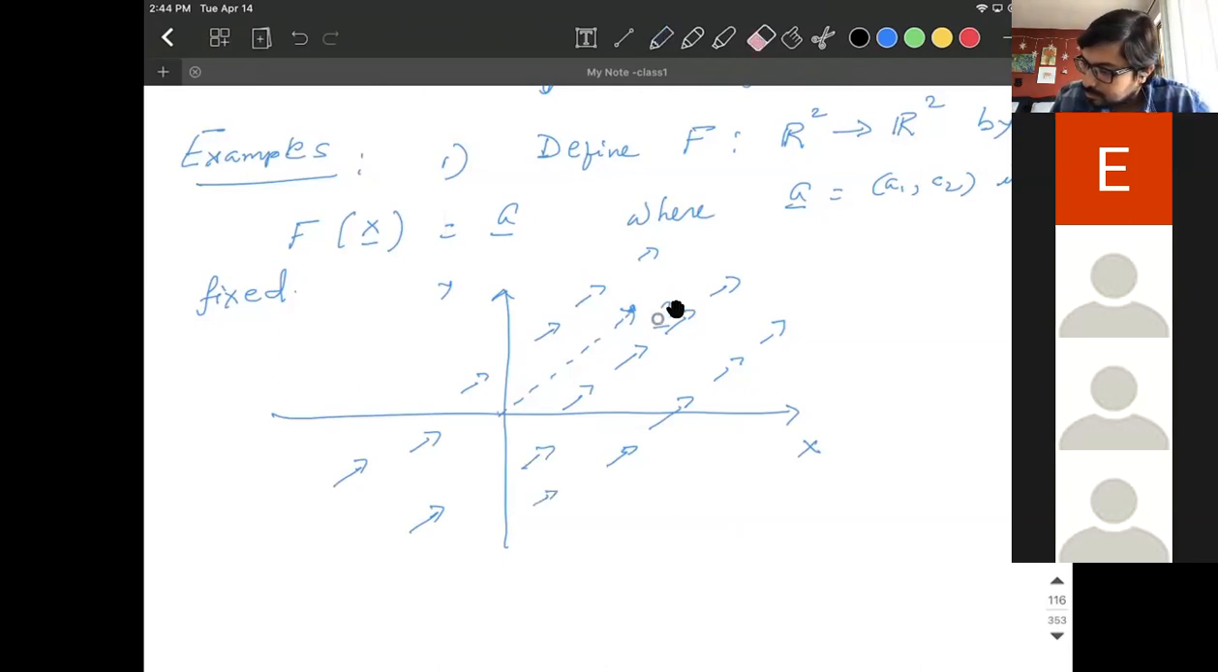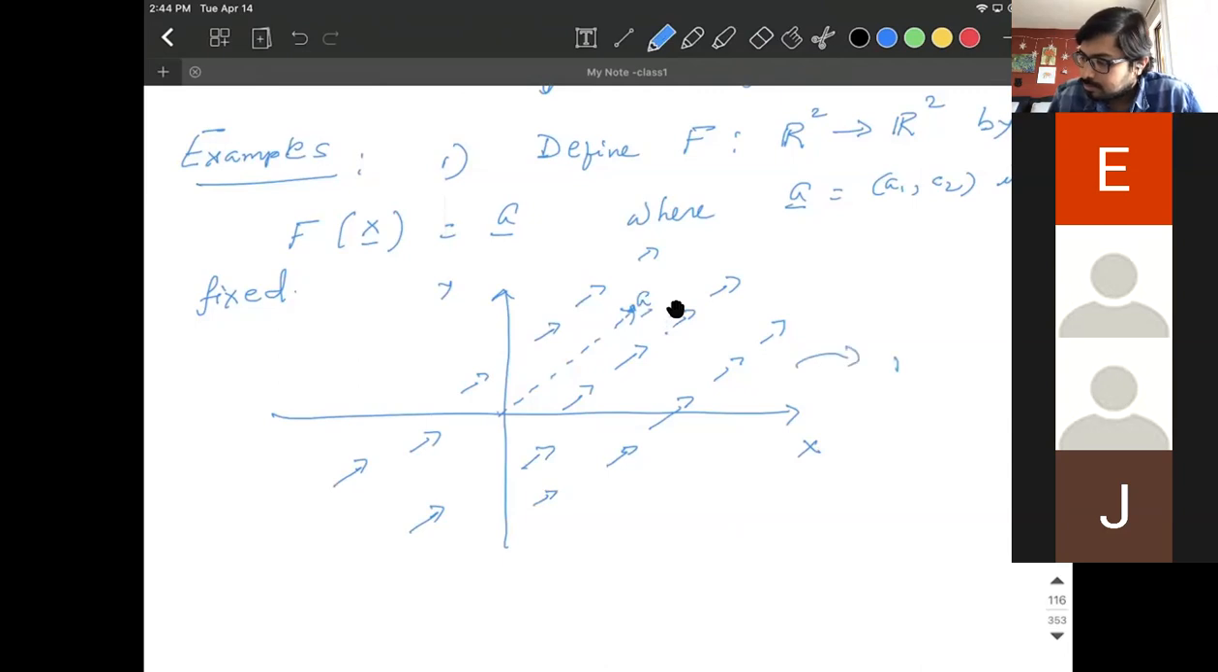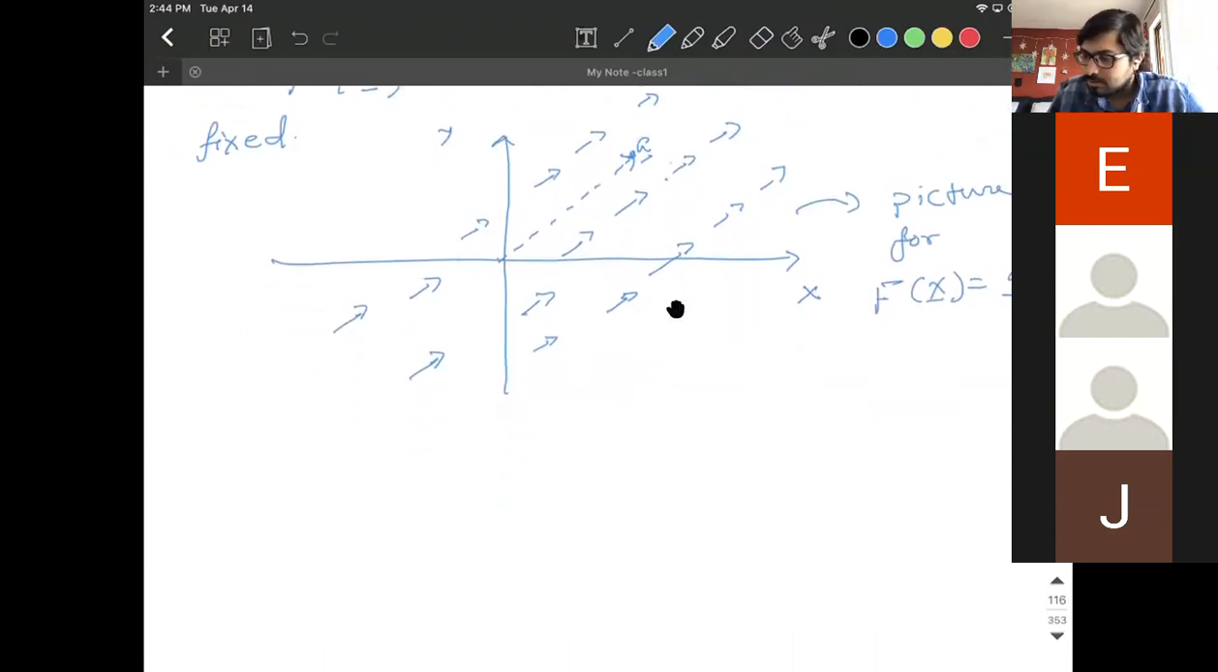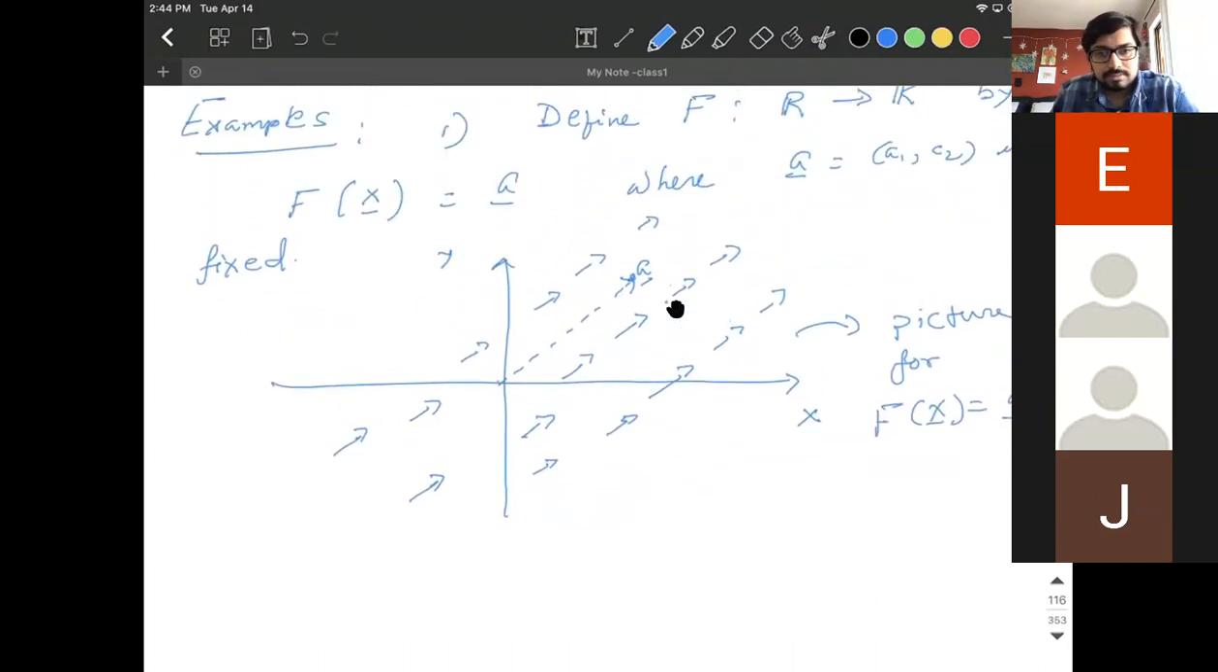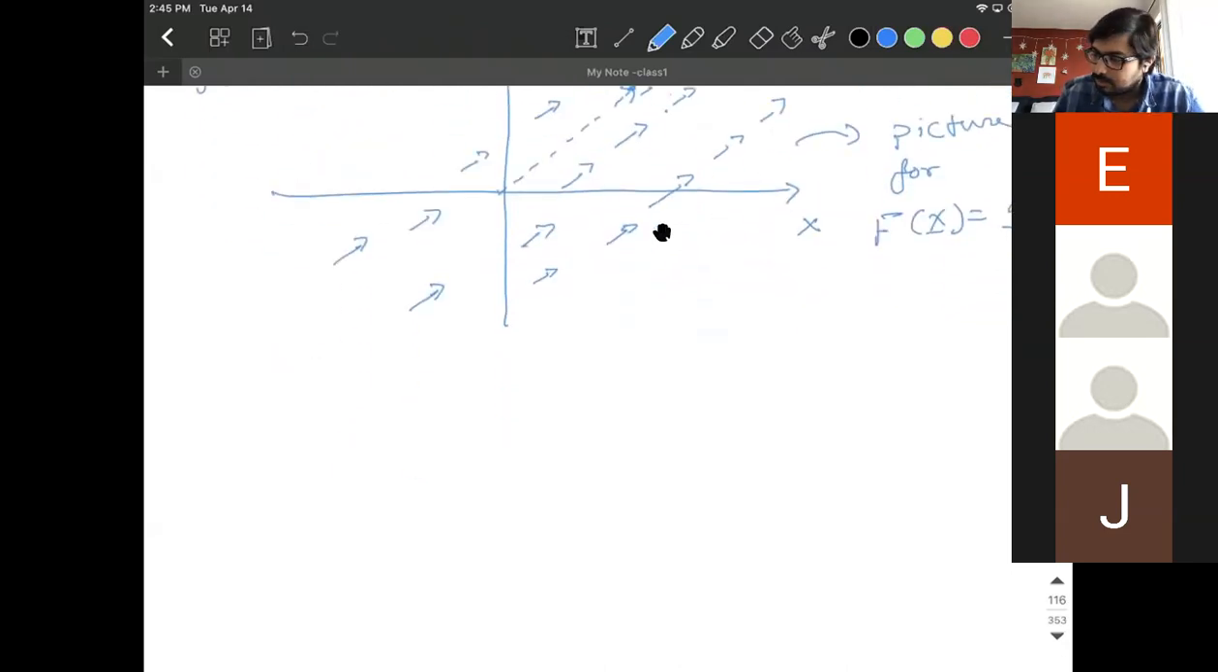So this is my vector. So this is the picture for this function. Okay, so this is probably the easiest vector field one can draw. It's called the constant vector field. So f is called the constant vector field.